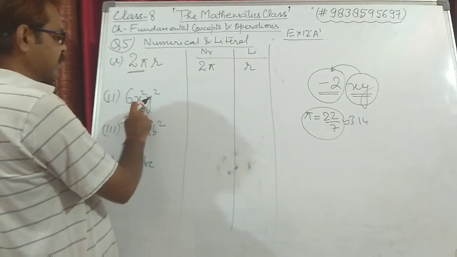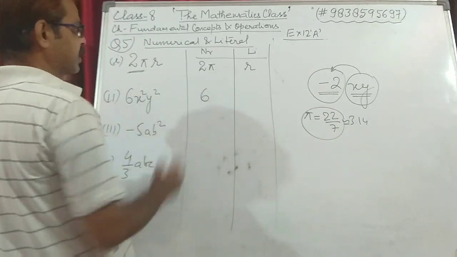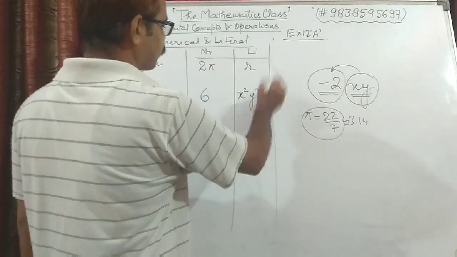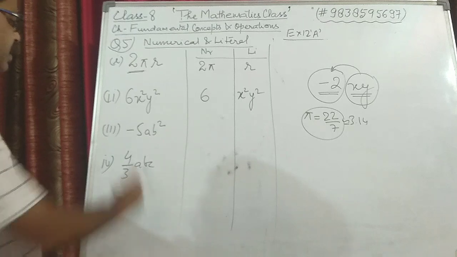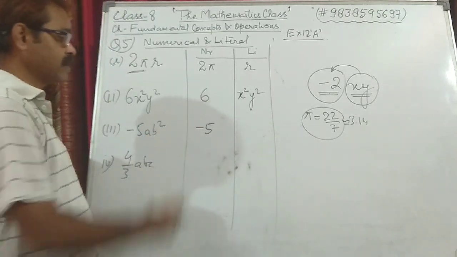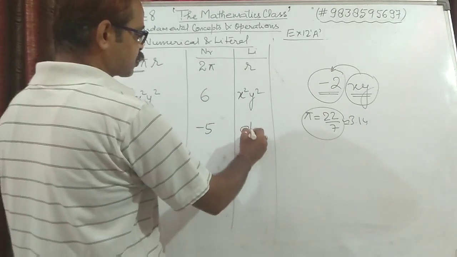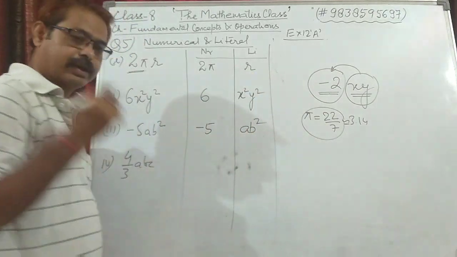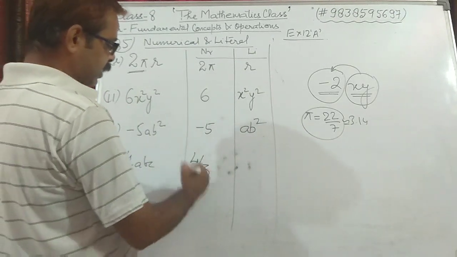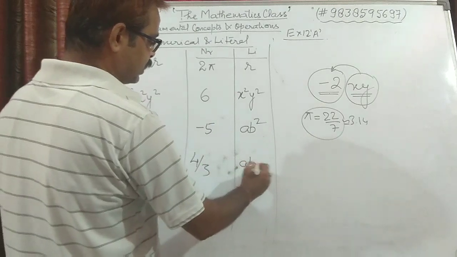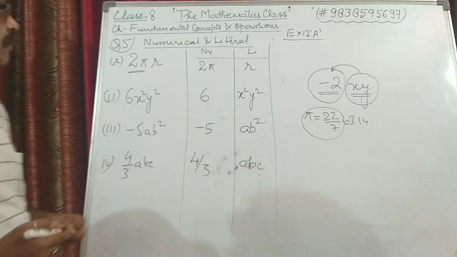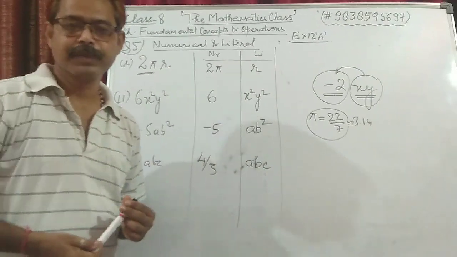Similarly 6x square y square, 6 is the numerical coefficient, and x square y square is the literal coefficient. Similarly minus 5ab square, minus 5 being numerical, it is the numerical coefficient, and ab square is the literal coefficient because it is a variable. Similarly 4/3 abc, 4/3 is numerical, and a into b into c is the literal coefficient. So we have finished exercise 12a.